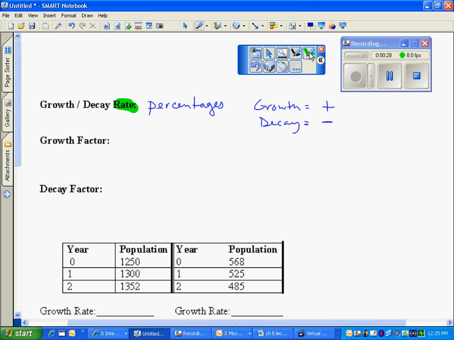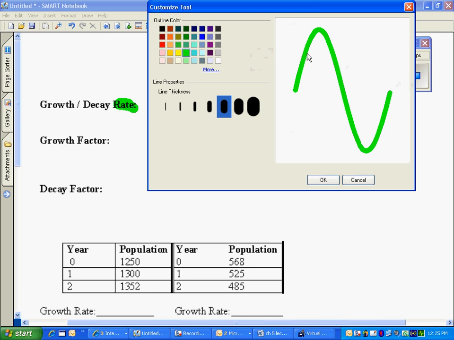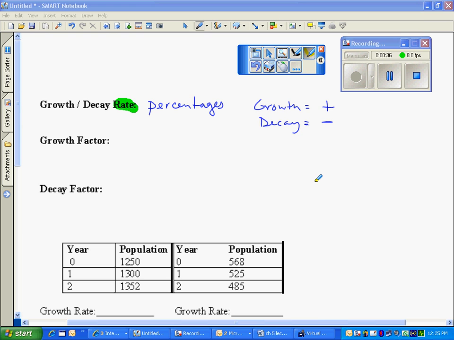It's decreasing. Now we have a new word called growth factor and decay factor. They are different. The rate is what I'm growing by. The factor is my multiplier. That's what the word factor means. It means to multiply. So we're going to multiply by 1 plus the growth rate.